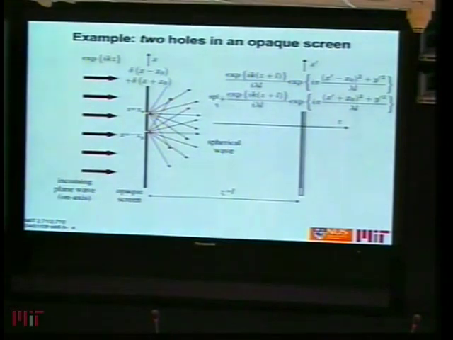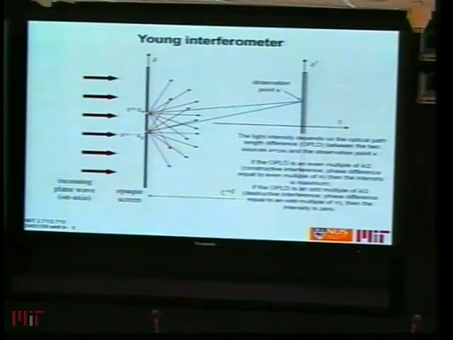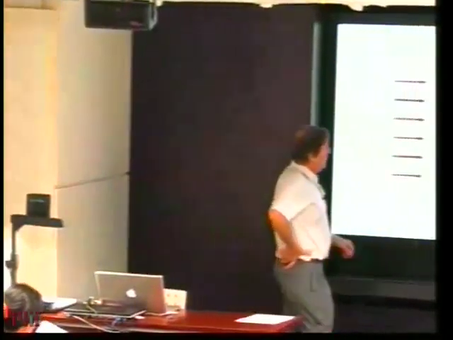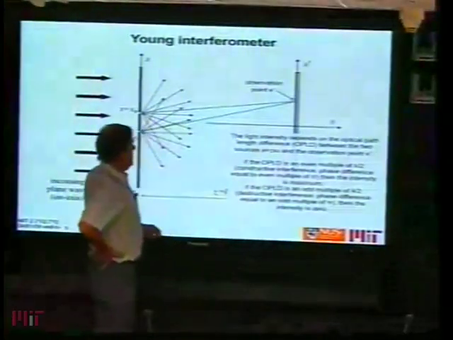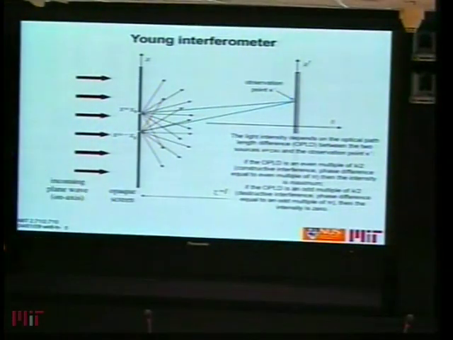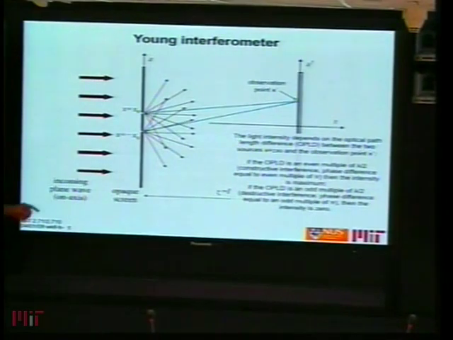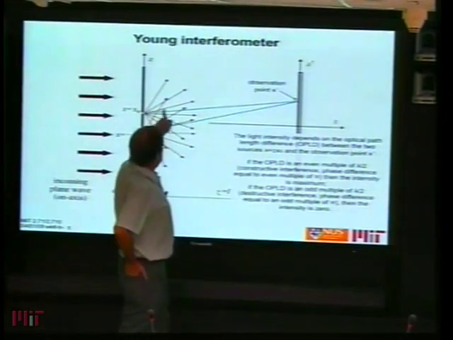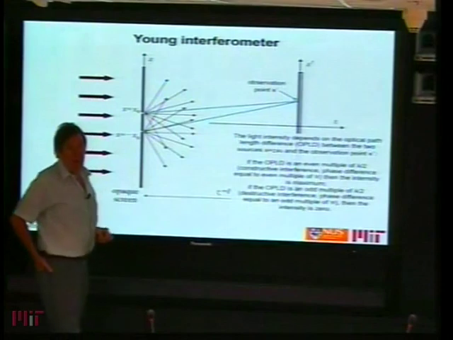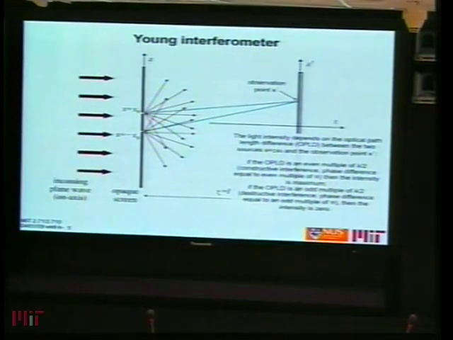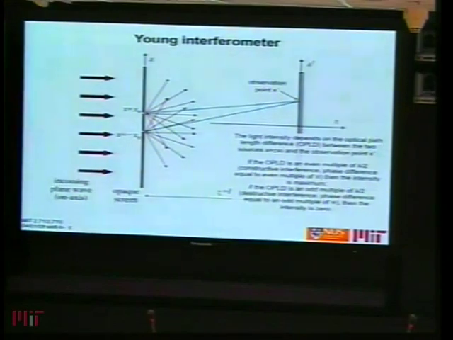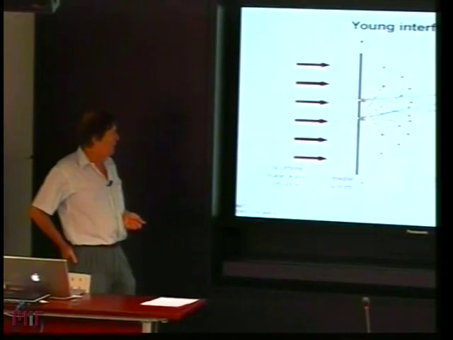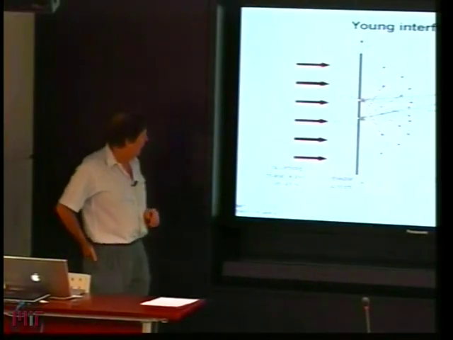So we now want to add those together. Here we're looking at some observation point. You've got to add those things together. Of course, as it explains here, if we look at this distance and this distance, and the path difference between those is an exact number of wavelengths, then they're going to add up in phase. If it's an exact number of half wavelengths, then you're going to get destructive interference, and you're going to get a black region.